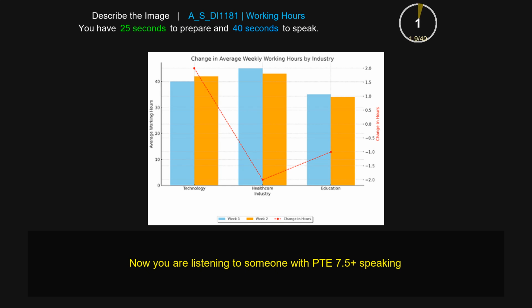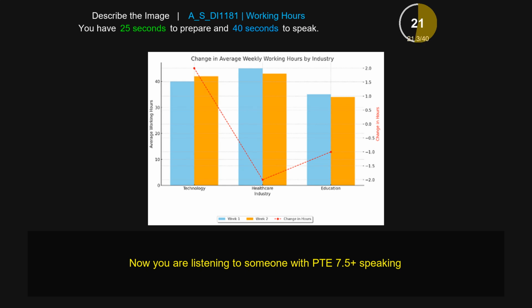The following image is a bar graph showing the change in average weekly working hours by industry. There are three types of industry: technology, health industry, and education. And there are 2 weeks, week 1 and week 2, and there is a change in hours. The y axis shows the average working hours, which varies from 0, 10, 20, 30, and 40.